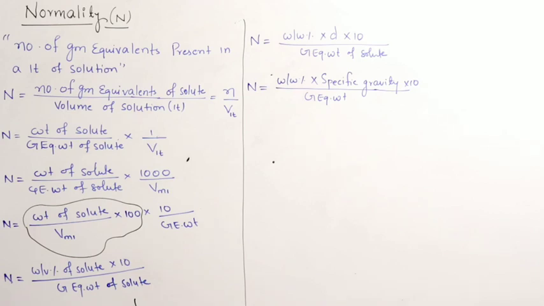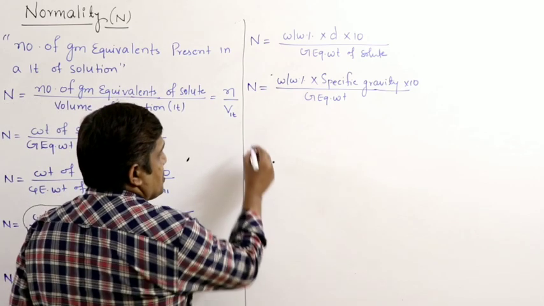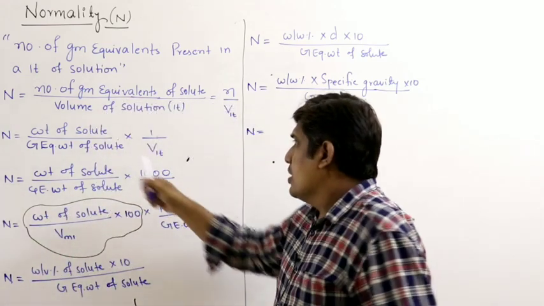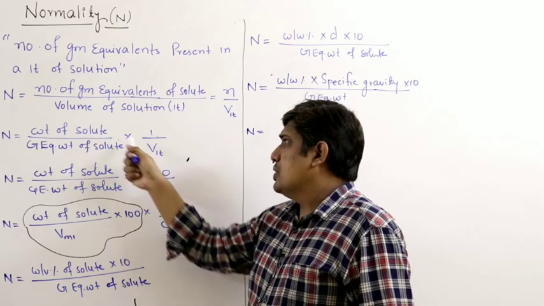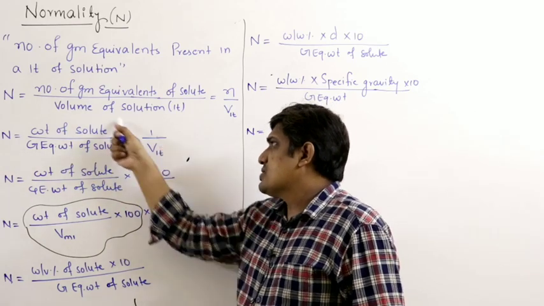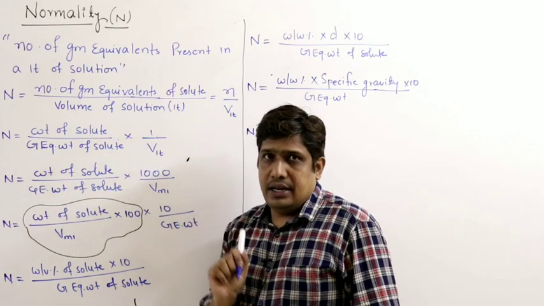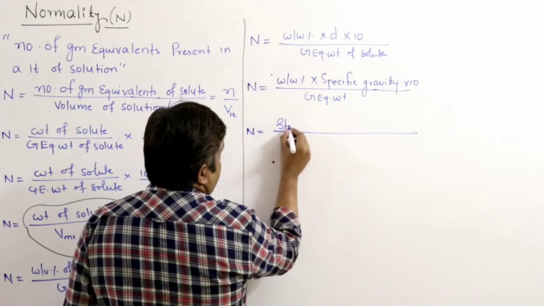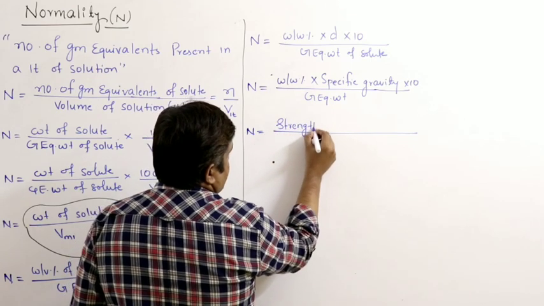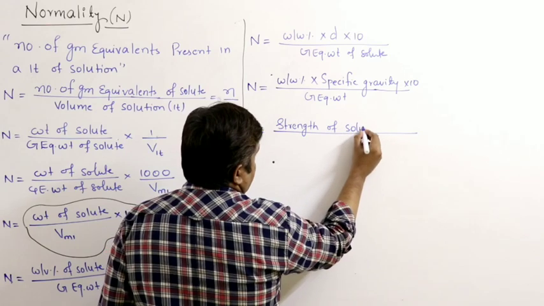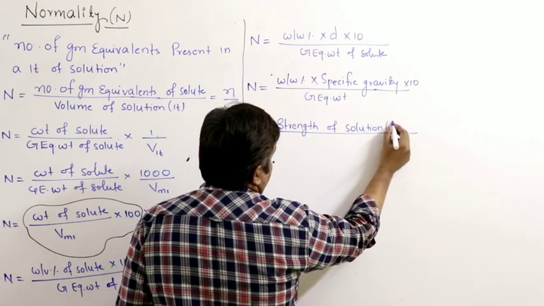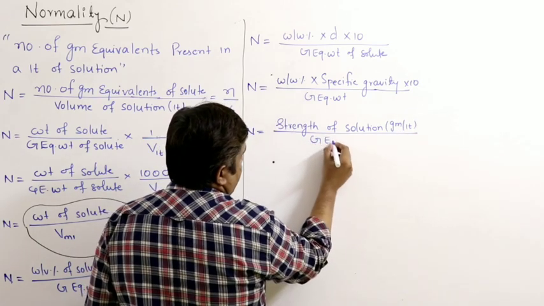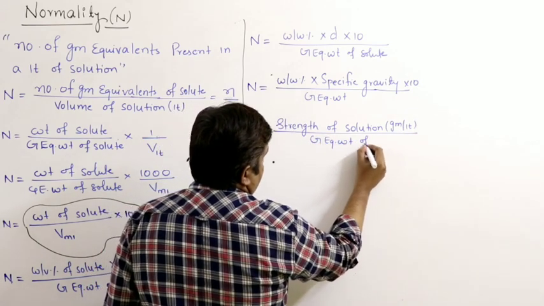Right. Now, you can also express in terms of strength of solution. So what is strength of solution? Weight of solute by volume of solution in liters. So this we call strength of solution in grams per liter. So what can I write now? Normality equals strength of solution in grams per liter by gram equivalent weight of solute.